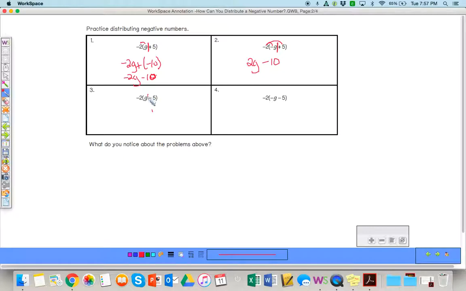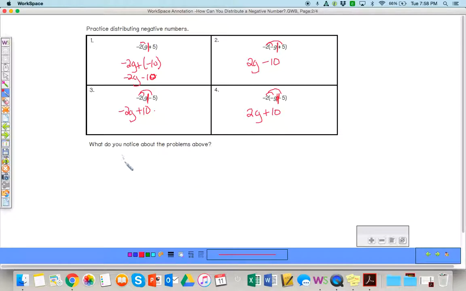So we're going to separate it with the little fence post again. -2 times g is -2g. -2 times -5 is +10. And on the last one, we have two negatives on the inside of the parentheses. So -2 times -g turns into 2g, and -2 times -5 turns into +10.